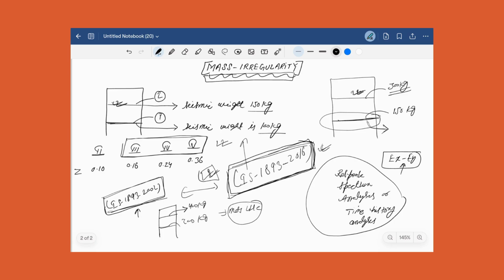I hope you got it, what mass irregularity is, and if there is any mass irregularity in your structure, what the code says and what provisions you have to follow. Just remember that in that case you have to perform either response spectrum analysis or time history analysis. Today we discussed mass irregularity, and in the next lectures we will come with a new topic.